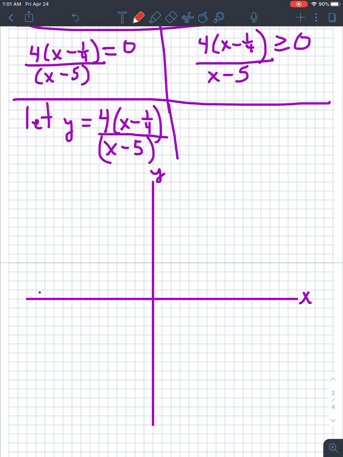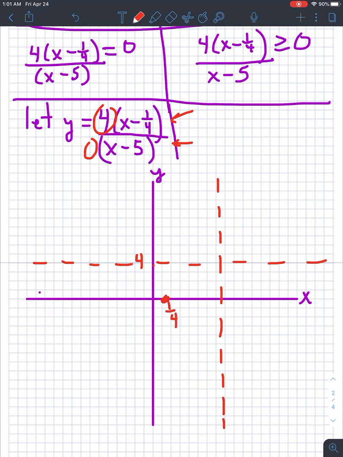We have an asymptote at x equals 5. It's not a hole because there's no x minus 5 on the top. This is linear over a linear, so I'm going to have a horizontal asymptote at 4 over 1, at y equals 4. And I'm going to have, let's see what we got, a 0 at x equals 1/4.